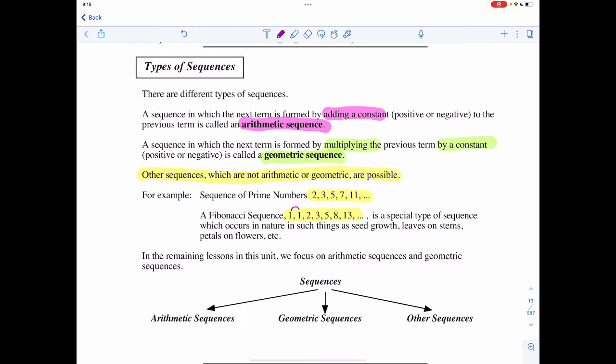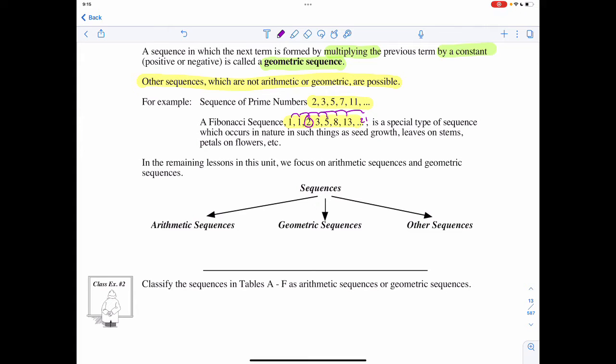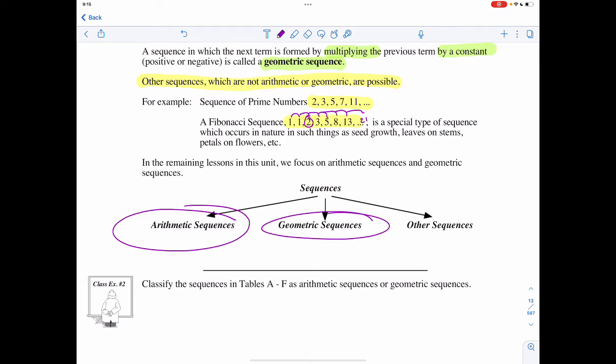So we have 1 plus 1 is 2. 1 plus 2 is 3. 2 plus 3 is 5. 3 plus 5 is 8. 5 plus 8 is 13. And then logically, next would be 8 plus 13 is 21. So on and so forth. So sequences we consider as either arithmetic, geometric, or just other. Other just fits into a pattern, but it's not a constant multiplication or addition that's taking place.